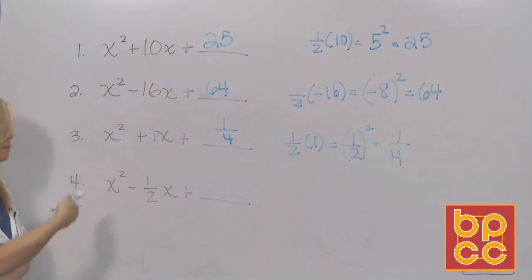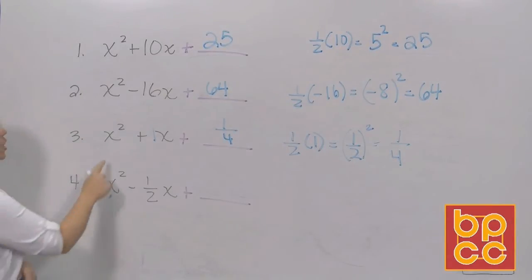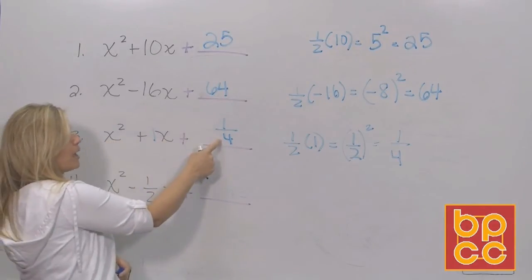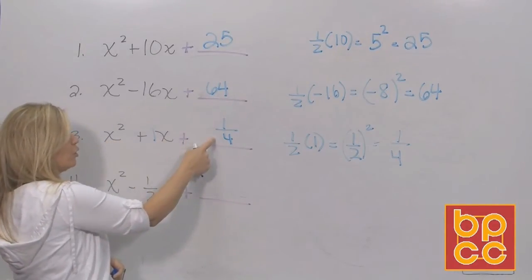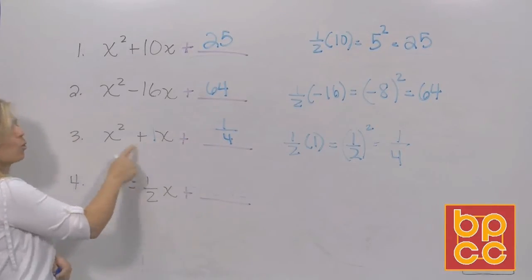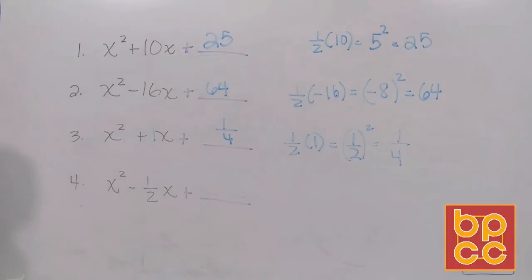Now you're going to say, Miss Black, that doesn't factor. Sure it does. What multiplies to x squared? X times x. What multiplies to 1/4? 1 over 2 and 1 over 2. A half and a half will add to 1. So it does factor. Okay, let's do our last one, making sure we understand how to complete the square.